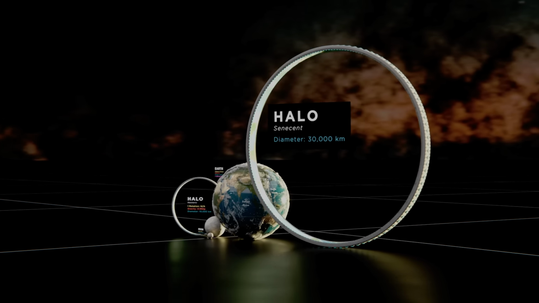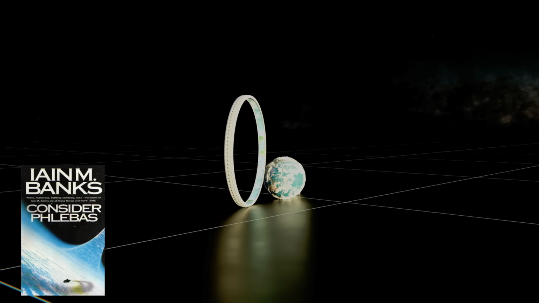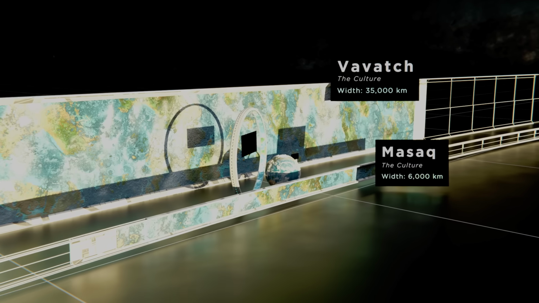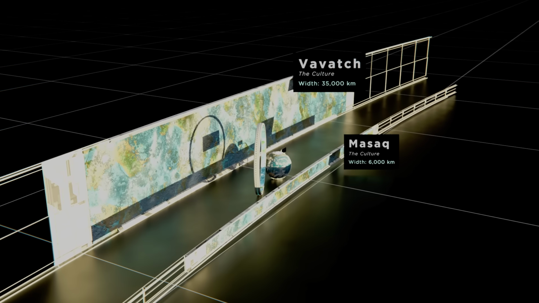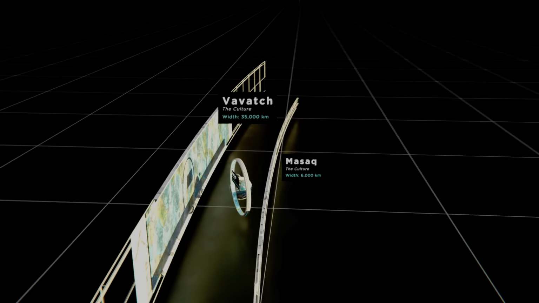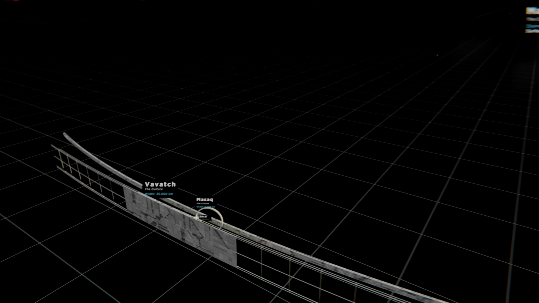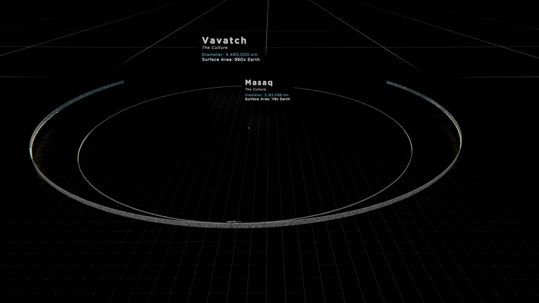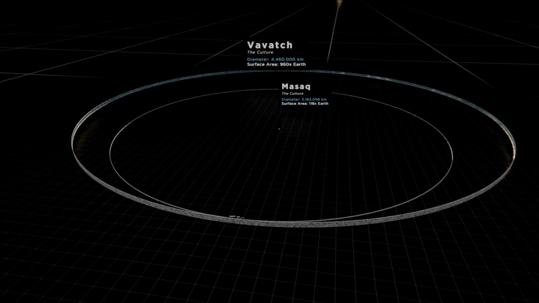If you've never heard of the Culture series by Iain Banks, it is a legend among sci-fi, and in it, most of the galaxy's population lives on what are called orbitals, which are ring worlds of various sizes. There are two known orbitals with detail, Mauzac and Vavach. Mauzac is only 6,000 kilometers wide, and Vavach is 35,000 kilometers wide, but Mauzac is 3 million kilometers in diameter, and Vavach is 4.46 million. They have surface areas equal to 118 and 960 Earths, respectively.